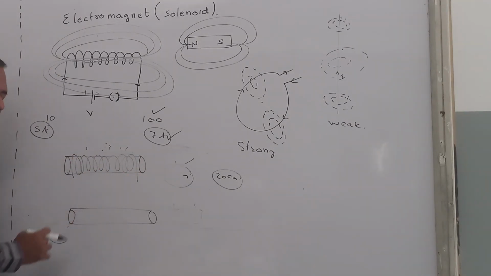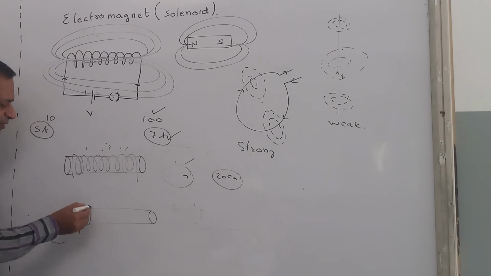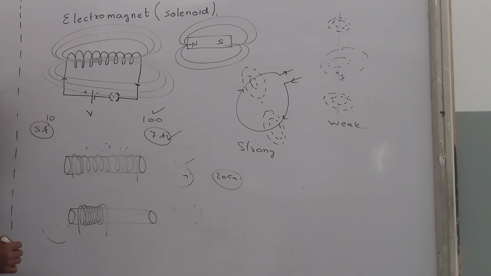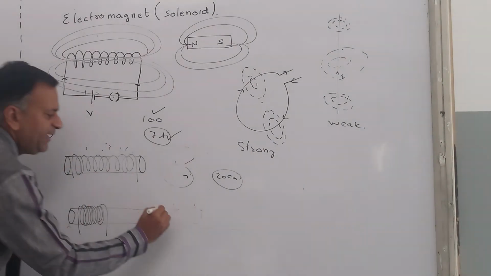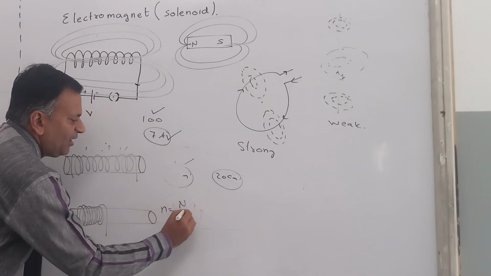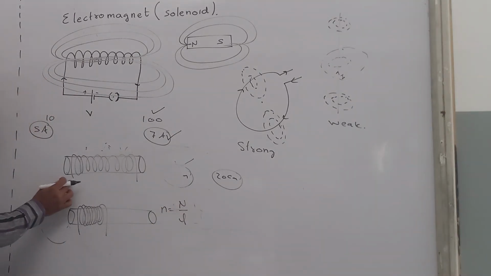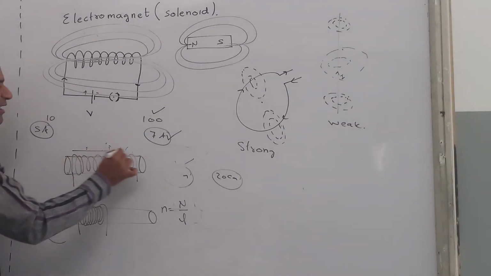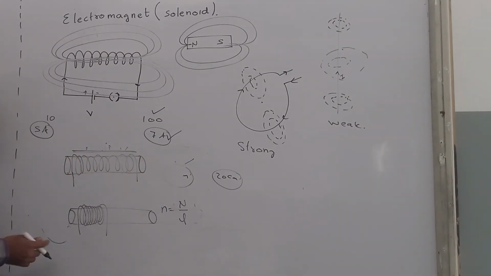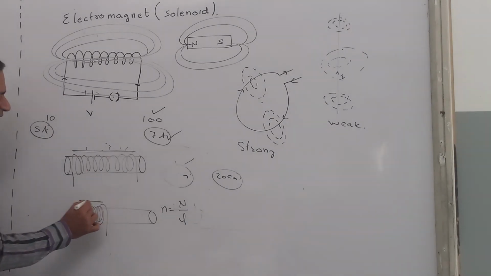And in another solenoid, I am winding it in a little different manner, that is one over the other. 1, 2, 3, 4, 5, 6, 7, 8, 9, 10. Okay. Turn density means total number of turns upon length. So what is the length of this solenoid? It is from here to here. This is the length of the solenoid. In this solenoid, the length is less.